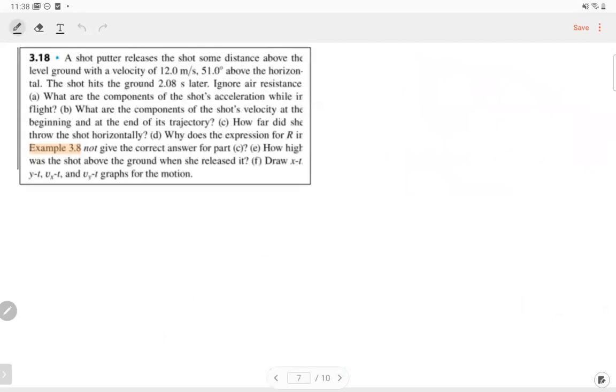So there is a putter who releases a shot. This shot is released some distance above the level ground with a velocity of 12 meters per second and 51 degrees above the horizontal. Okay, there's a projectile motion. The initial velocity is 12 meters per second, with an angle of 51 degrees, and let's say the trajectory will be like this.